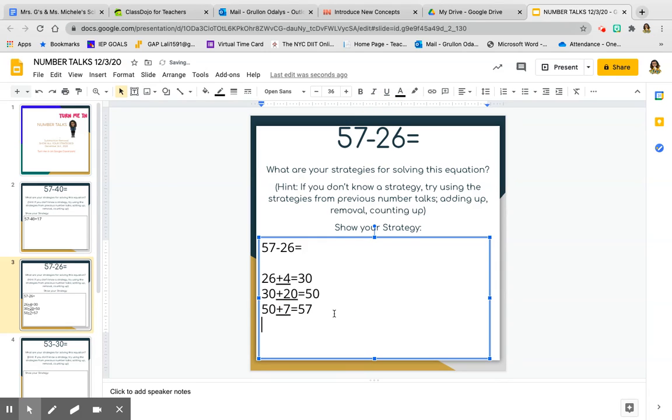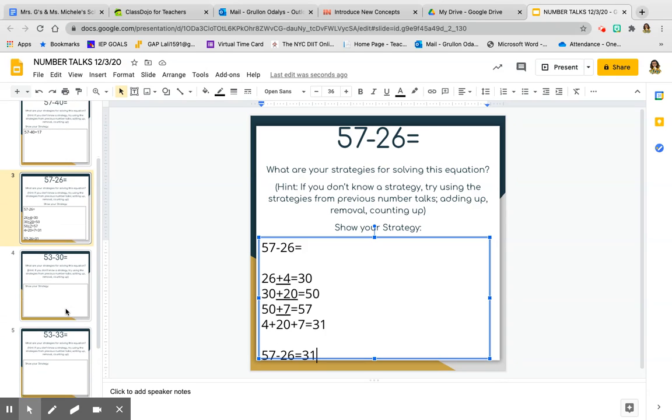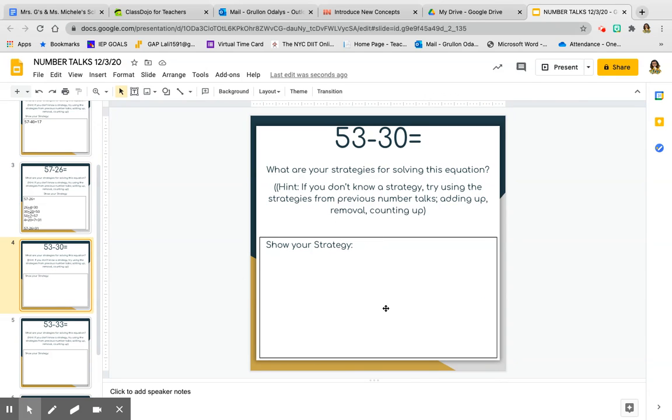Then I'm going to write the numbers that I have underlined so that I can add them together. So I have 4 plus 20 plus 7, and that equals 31. I'm going to rewrite my number sentence just so that I know what my original number sentence was that I was working with. So I have 57 minus 26 equals 31. And I use the adding up strategy. Is that what you guys got? Maybe you used a different strategy. All right, let's move on to this next one.